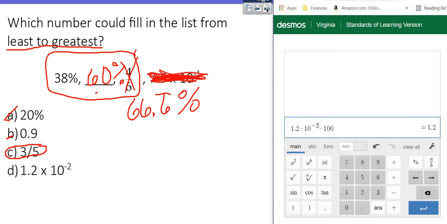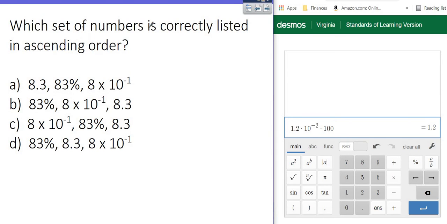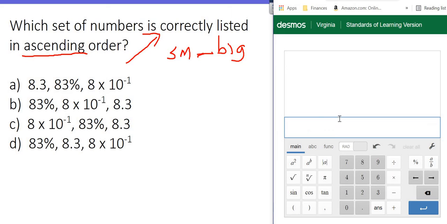All right, let's look at the next one. Which set of numbers is correctly listed in ascending order? Ascending means you are going up. So you start small and you go up to big. So we've got 3 numbers listed here. All of the numbers are the same in every choice, so we're just going to do A, and then we'll figure out what order they need to be in.